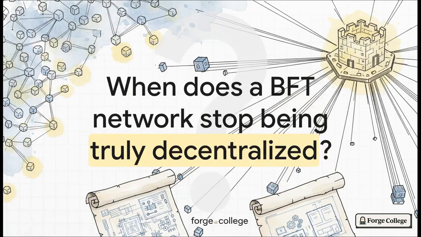I want to leave you with one final kind of provocative question. We just saw the math, right? If optimizing our communications centralizes all that trust and processing power into a single leader node just to save bandwidth, at what point does a BFT network stop being truly decentralized? It's a really fascinating paradox to chew on.